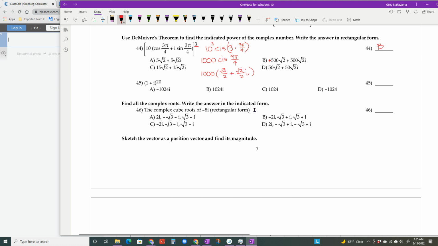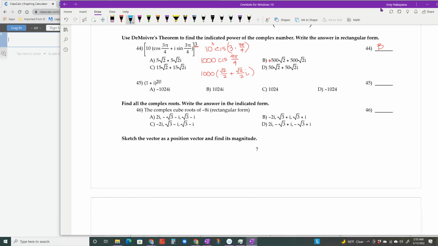Okay, find all the complex roots, write the answers in the indicated form. So this time, this was raising it to a power. This time we're looking for roots, and when we do those roots, that's like if we're looking for cube roots, then I'm doing it to the 1/3 power. Oh, I skipped one, excuse me. Go back to 45. 1 plus i to the 20th.